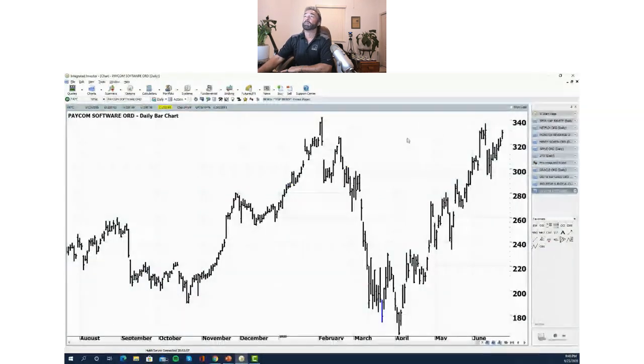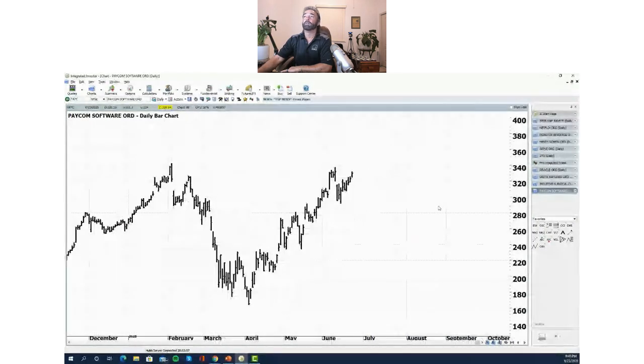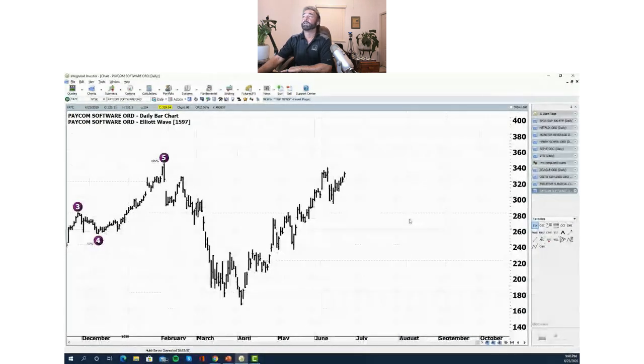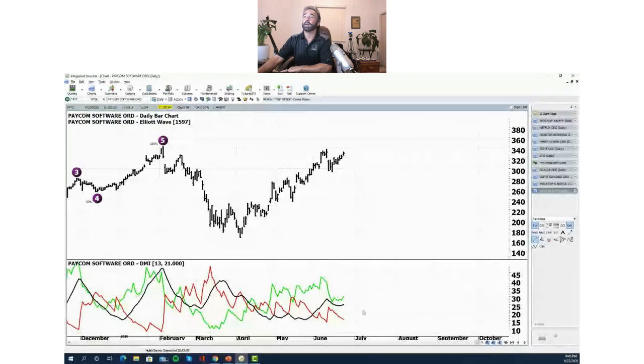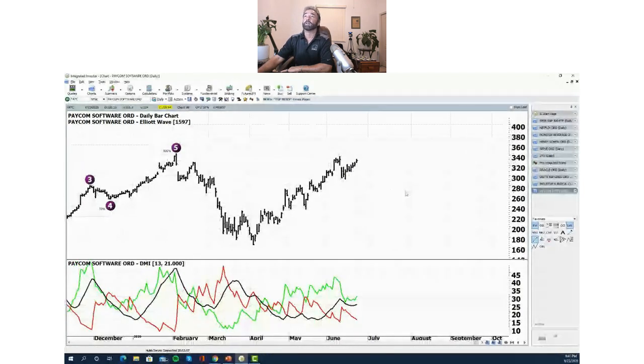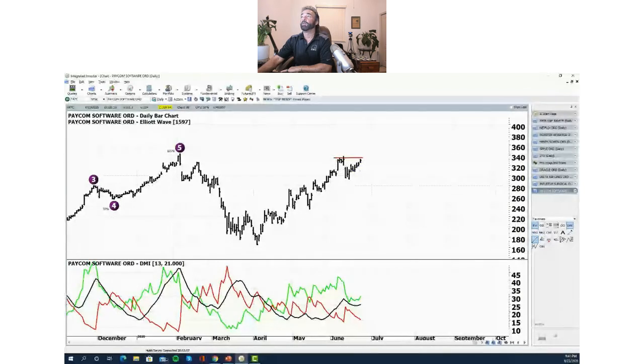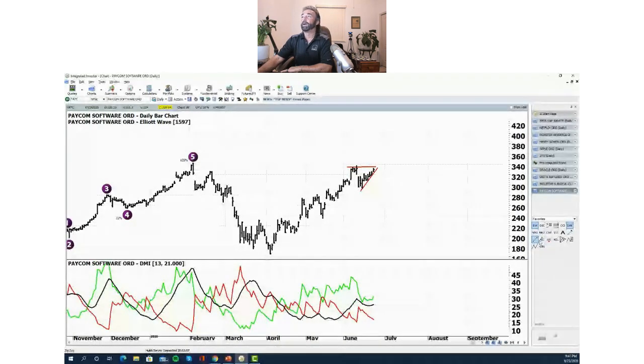Paycom, we actually have an alert on this for our subscribers, but we can take a look here, and you see that the ADX is curling up, good separation between the two directional indicators. We have a little small ascending triangle forming here, indicating that we're likely going to break out. So this is a good example of what I was concerned about with the one on Intuitive Surgical.